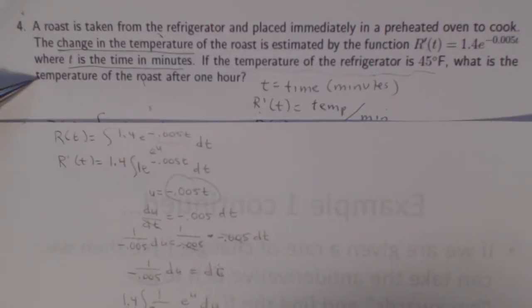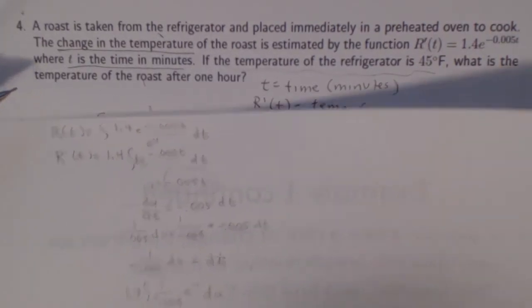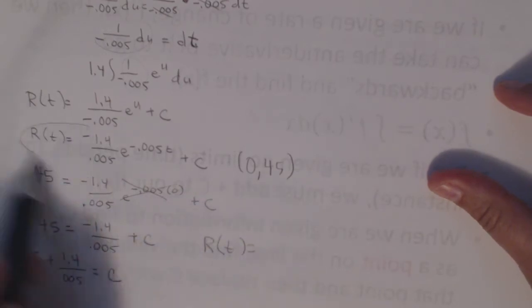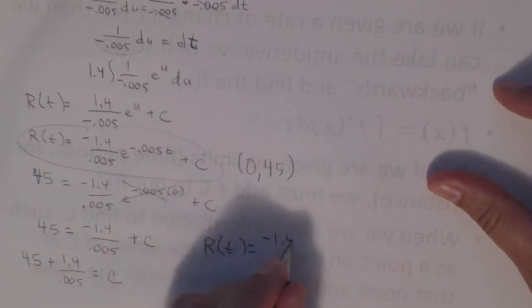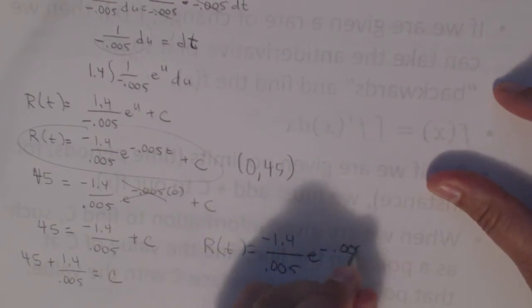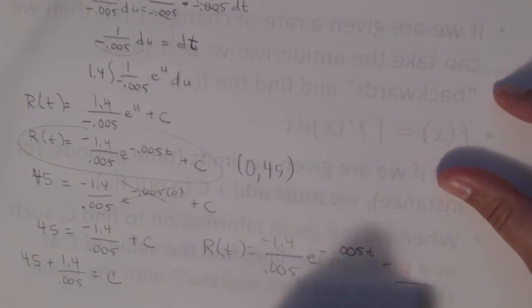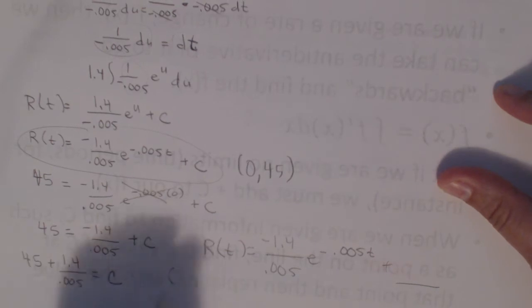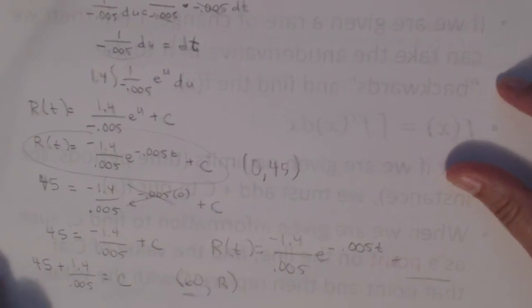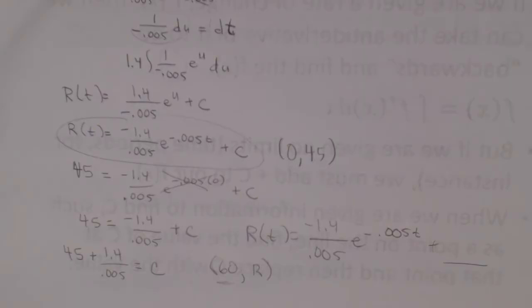But remember, there was a question, what is the temperature of the roast after 1 hour? So I'm going to have an r of t function. r of t is equal to this plus whatever that value is, and then I'll be able to plug in after 1 hour. Now 1 hour, remember t is in minutes, so if I plug 60 in, I'll be able to find r. So I'll go to Excel and do that right now.